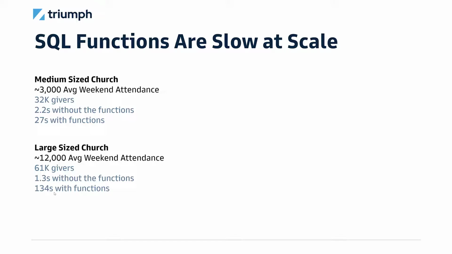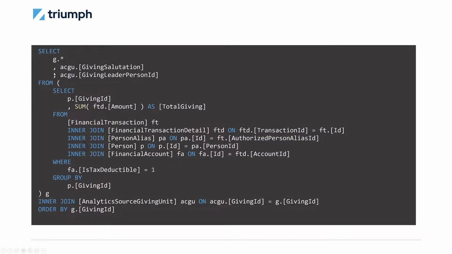So what's another way around this? Well, if we drop out those two functions, we could instead, I'm doing a subquery here where I get the same data, and now I'm going to sum it, and I'm joining that to this new table. It's called Analytics Source Giving Unit, and it has a field called Giving ID. I'm going to link that to the giving ID of the person who did the transaction, much like we've done in the past. So I'm just going to join to this table, and I'm going to order by giving ID.